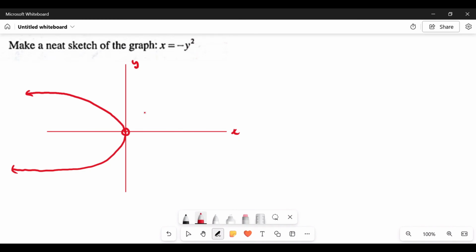There was no need for you to use the table method because this graph here is going to intersect at 0, and for the fact that it is negative here, this basically means it's going to face on the left hand side, right? So this is the graph of x equals negative y squared.